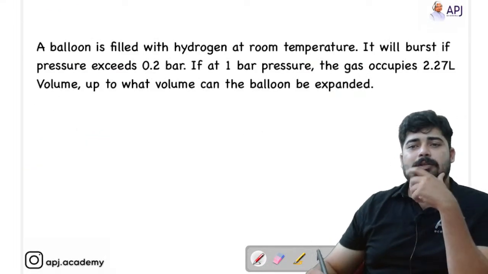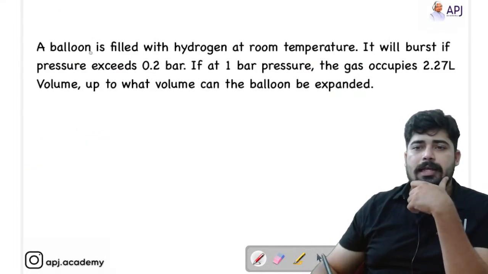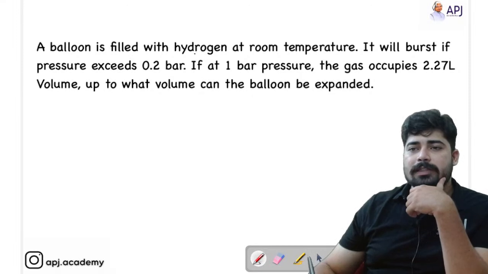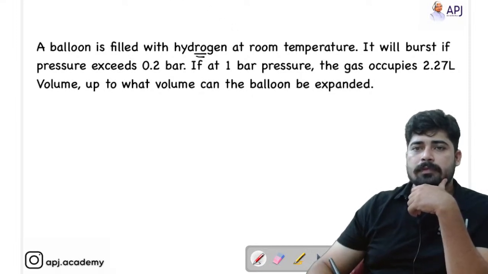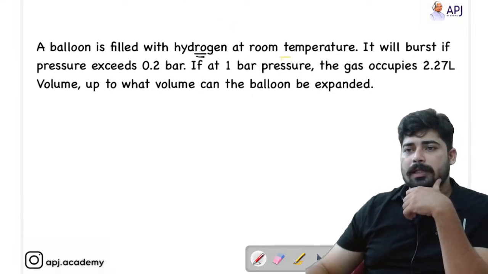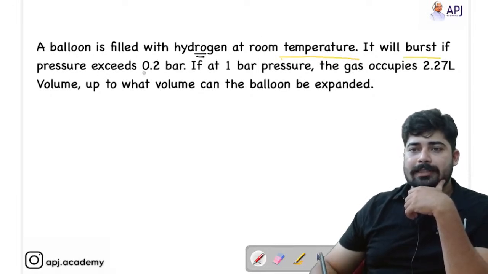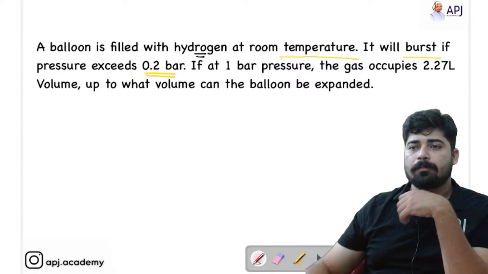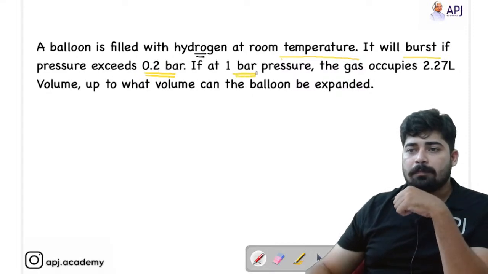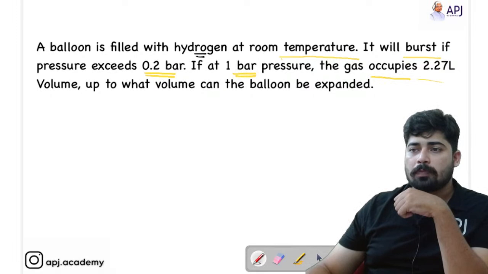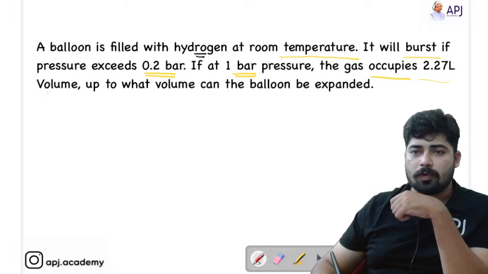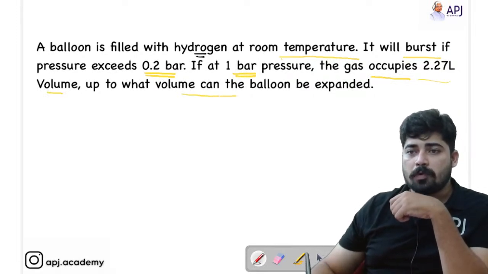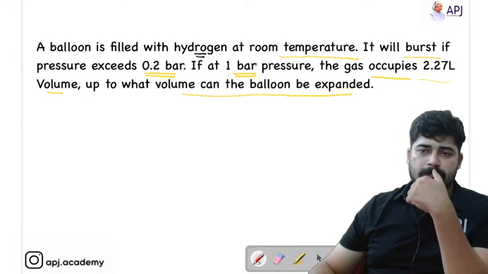Okay, here there is a question. It's a very good question. See, a balloon is filled with hydrogen at room temperature. It will burst if pressure exceeds 0.2 bar. If at 1 bar pressure the gas occupies 2.27 liter volume, up to what volume can the balloon be expanded?